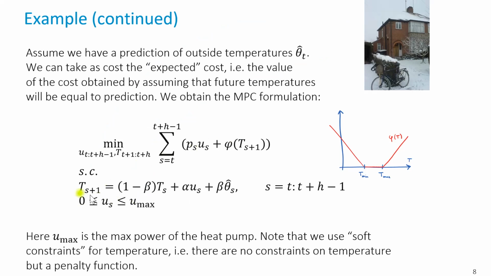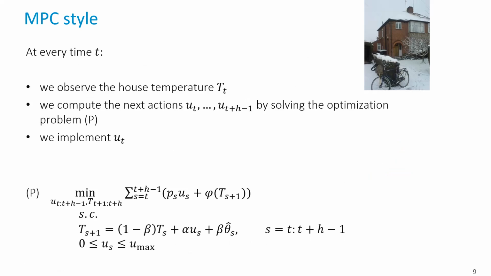And of course, there may be constraints on the control actions. Here, for example, on the heat pump, there is simply a min and max constraint. In other more sophisticated systems, there might be also ramp-up constraints like we have seen in the context of the previous labs. As I mentioned, the way we run this in the energy management system of this house is at every time t, so every minute, we observe the house temperature, compute the next action by solving this optimization problem, and then we simply implement during 1 minute a certain control action.